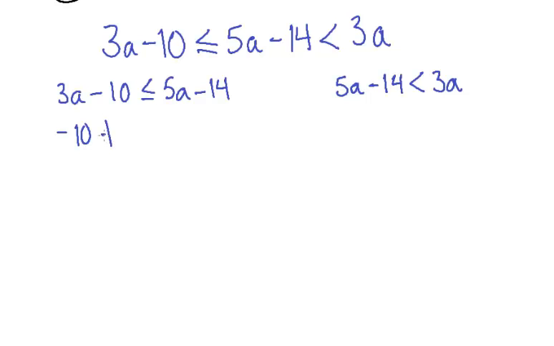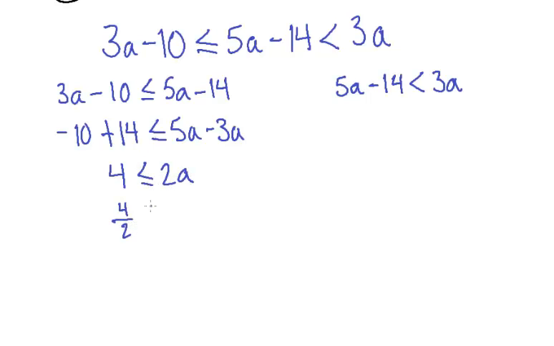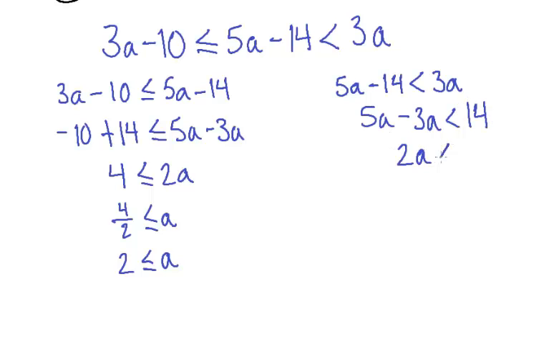It's going to be minus 14 plus minus 10 plus 14 less than or equal to 5a minus 3a. If I perform the operations, it will be 4 less than or equal to 2a. I pass the 2 to divide, so it will be 4 divided by 2, and that is going to give me 2 less than or equal to letter A. Then I'm going to solve the other part. 5a minus 3a less than 14 positive. This will give me 2a less than 14. I pass the 2 to divide, so it will be a less than 14 divided by 2. And 14 divided by 2 will give me as an answer 7.